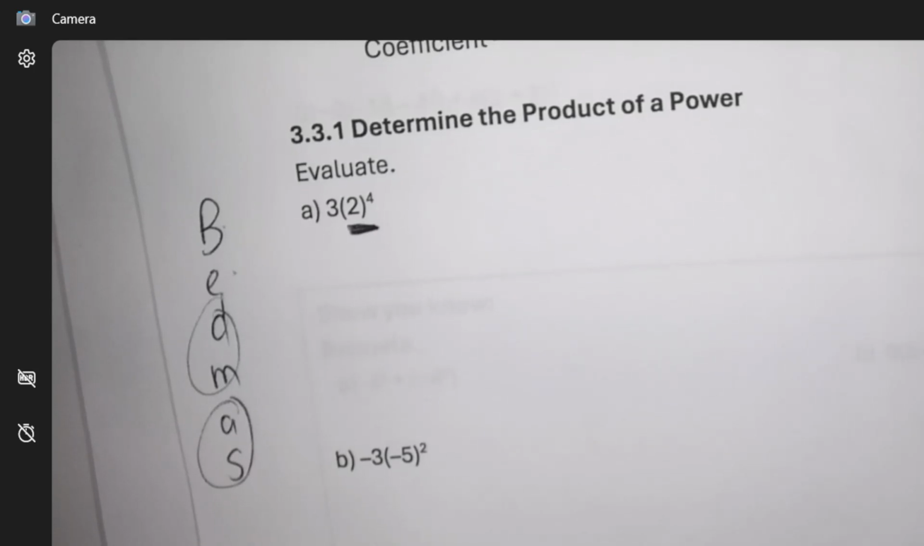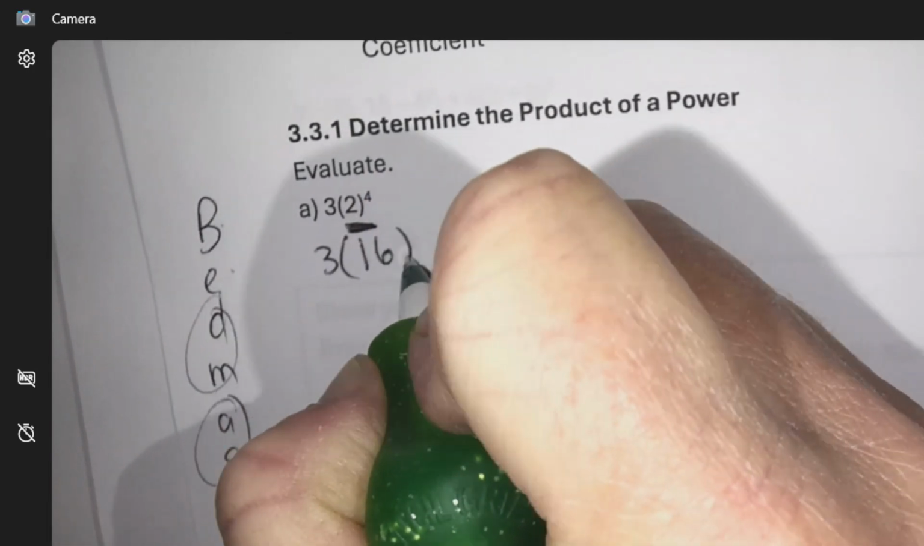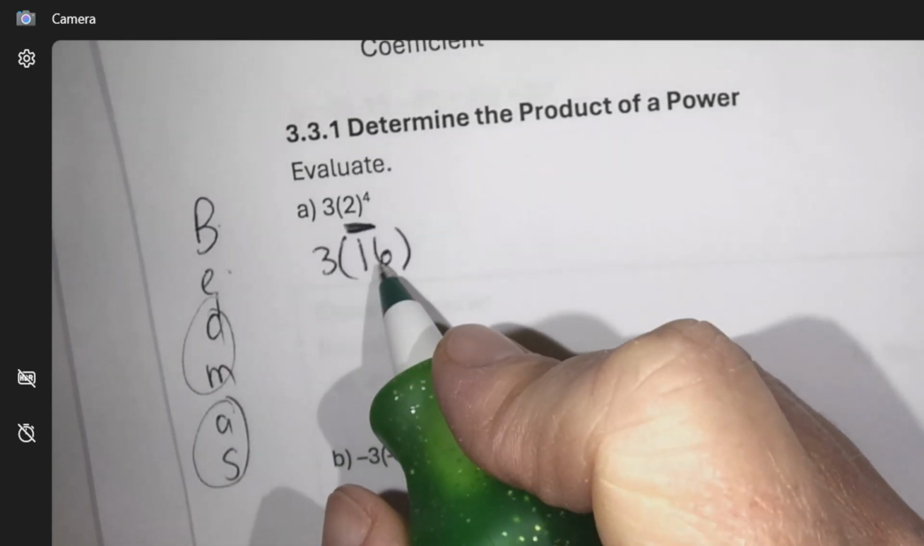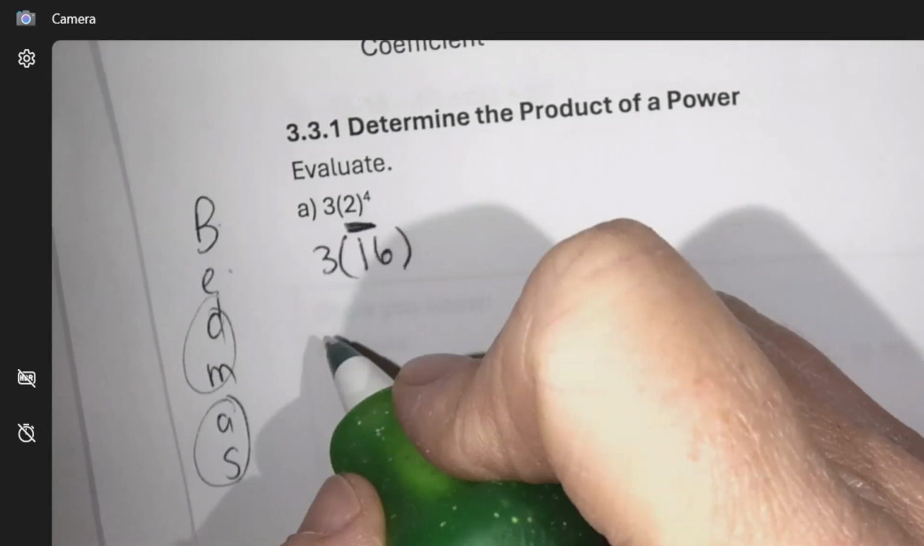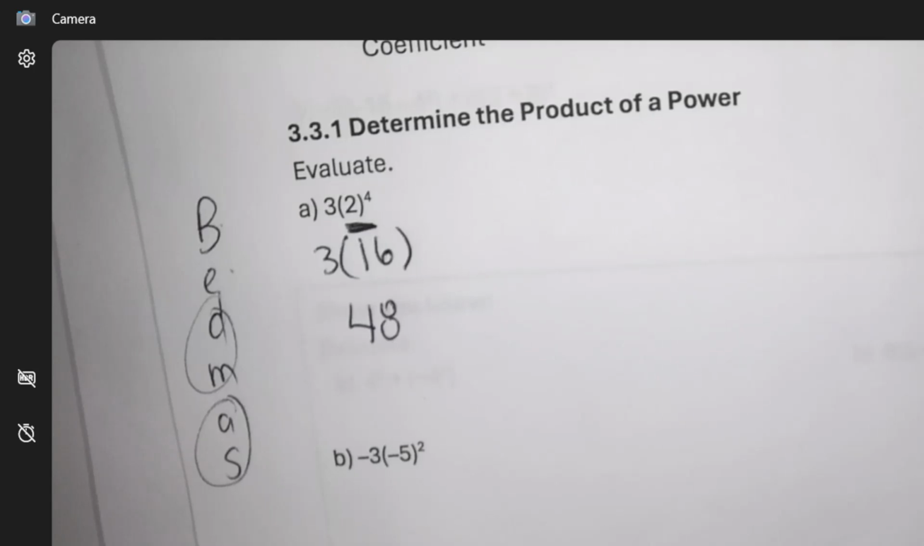2 times 2, what are we at? 4, and then a third 2, what are we at now? 8, and a fourth 2, 16. So now 3 times 16 is 48. Just 48.